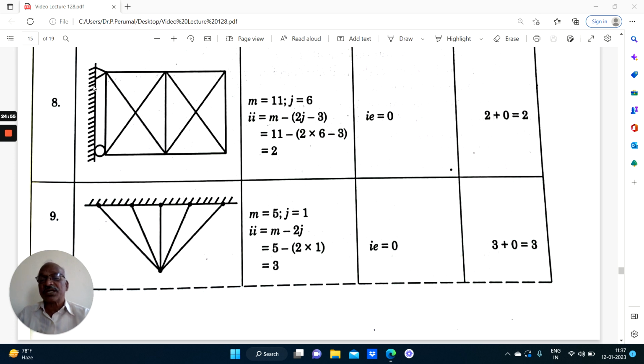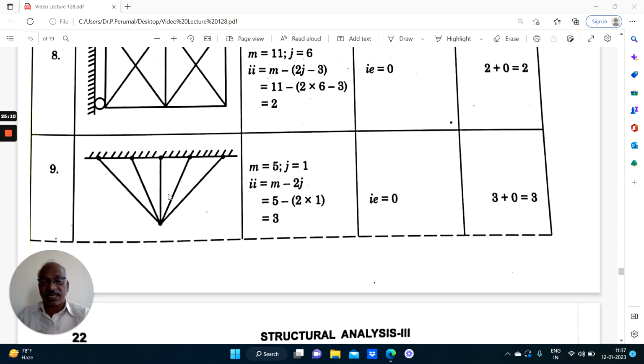There are 6 joints: 1, 2, 3, 4, 5, 6. So I equal to 2, because you have one extra diagonal member here and one more extra diagonal member here, I equal to 2. So that is how you can find it. Now coming to the next case.